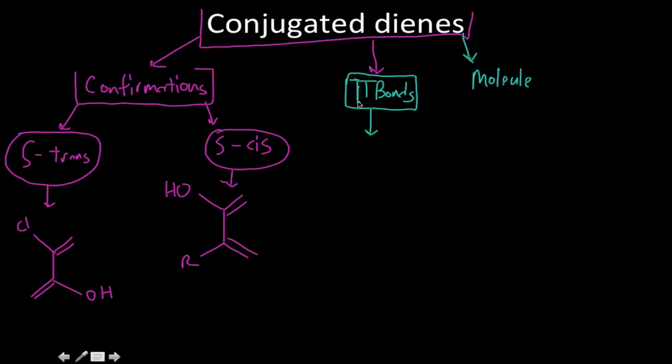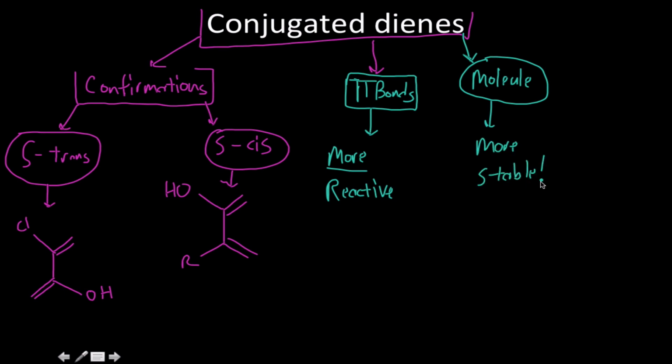in a conjugated diene, just the pi bonds are more reactive, okay? So in this molecule here, the pi bonds are more reactive, but the overall molecule is way more stable. So this is kind of frustrating for me because I thought, all the way up into this chapter, we've been taught that if a molecule is more stable, it's less reactive. And this is the one case where the individual pi bonds themselves, not the molecule, but the individual pi bonds are more reactive than the others.